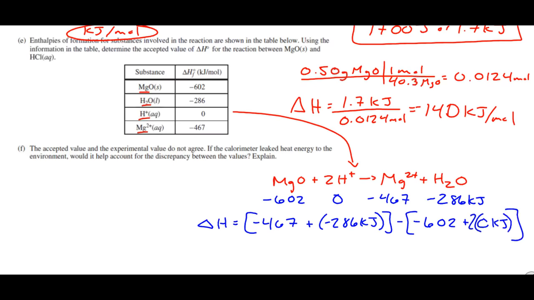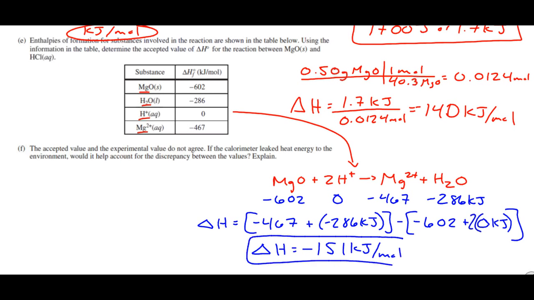And I know that I put the 0 there, but I'm trying to show why and how that 2 would be effective in my final problem. So my final answer then would be negative 151 kilojoules.